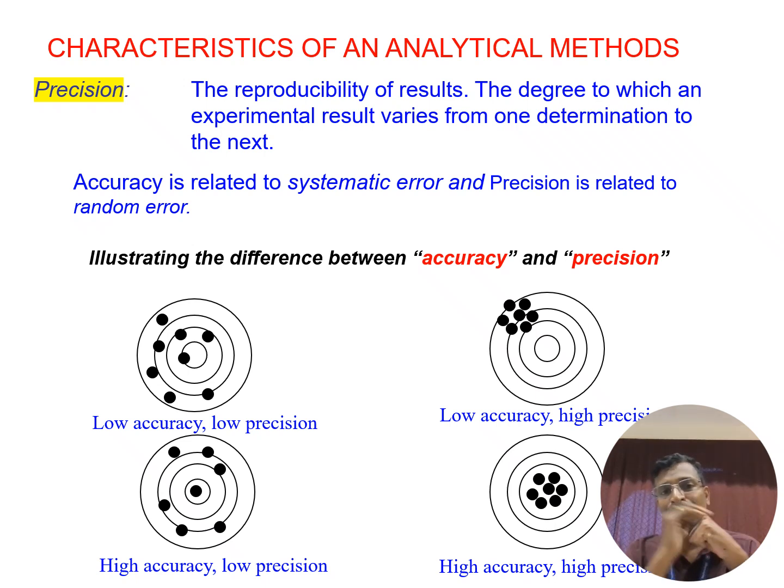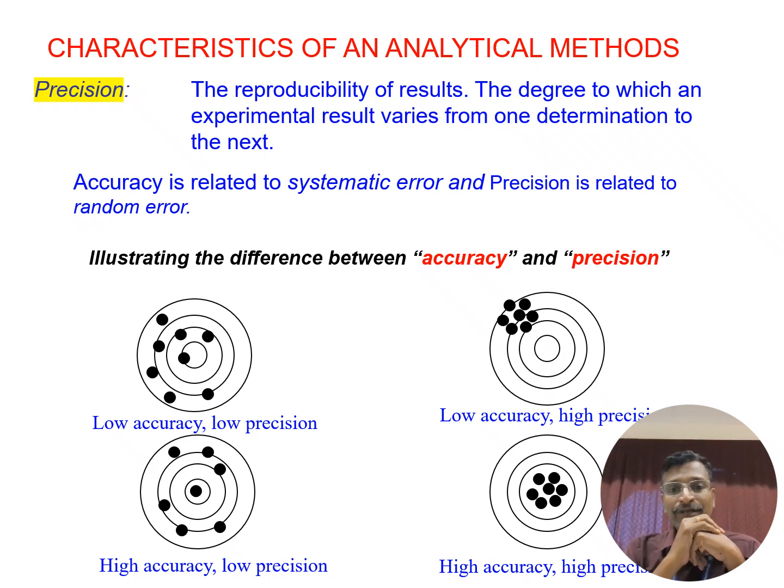Precision is nothing but the reproducibility of the results. The degree to which an experimental result varies from one determination to the next one. Okay, so the results should be reproduced. If the results are reproduced, then your experiment or your analysis is very precise. Your data are very precise. Let us see the example. First example. With this four diagram, we can clearly differentiate what is accuracy, what is precision.